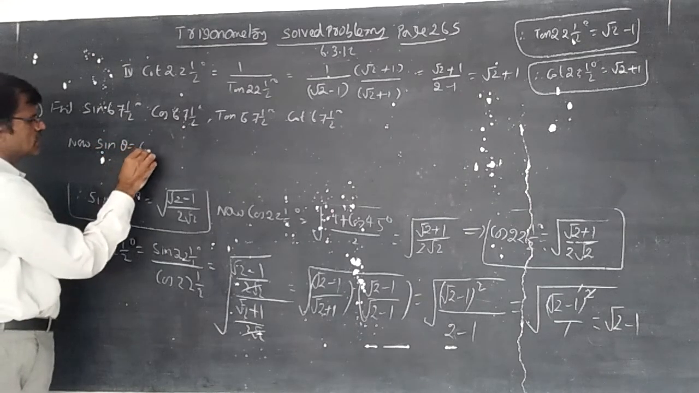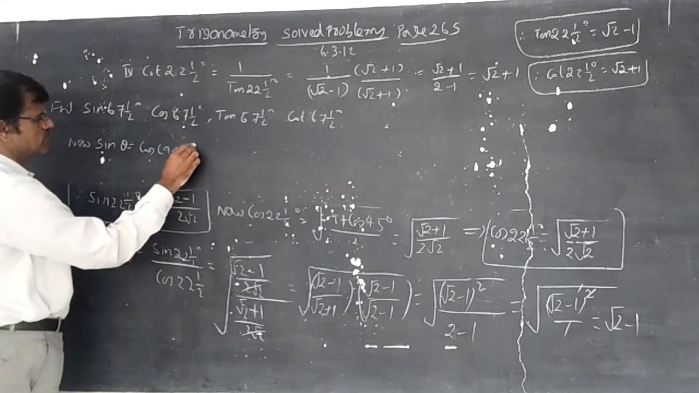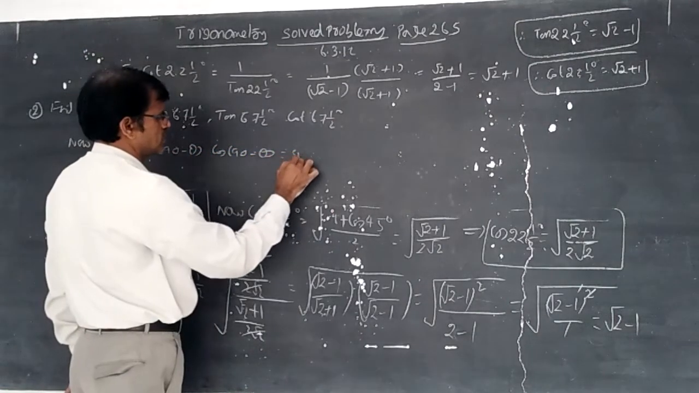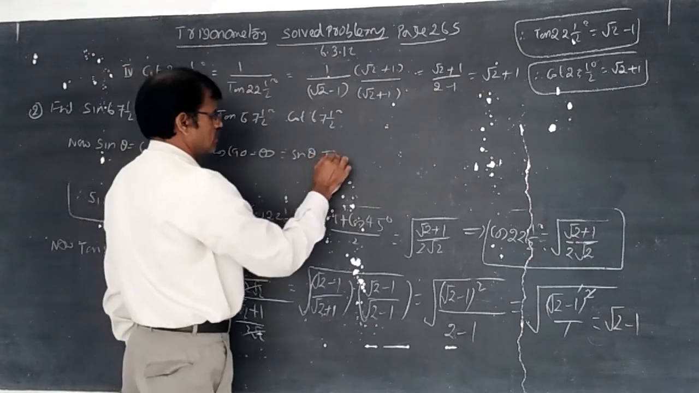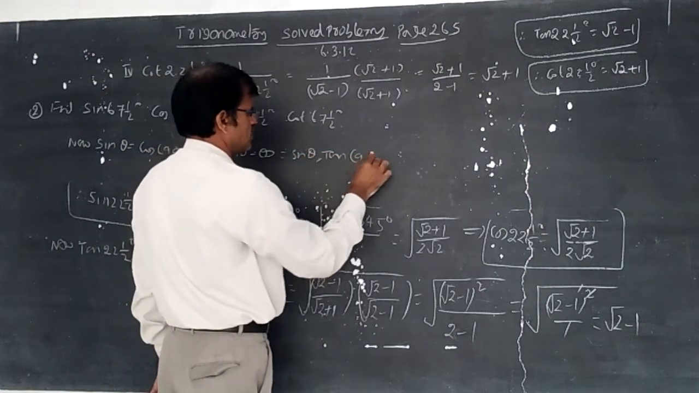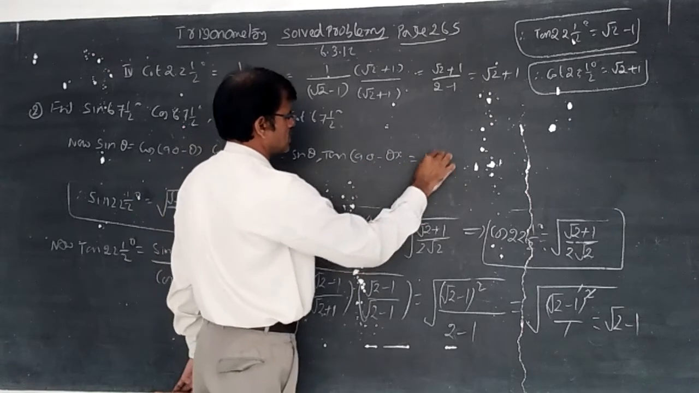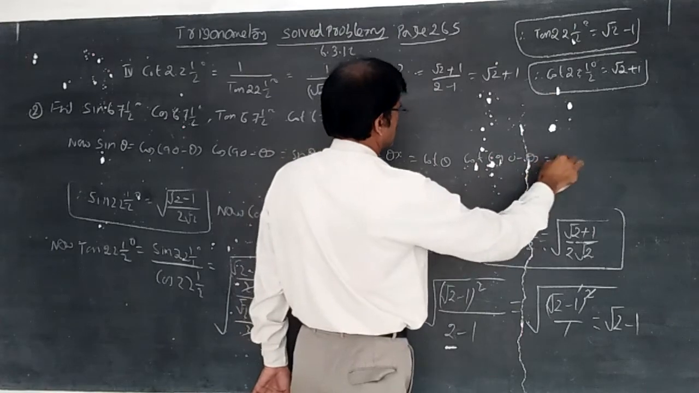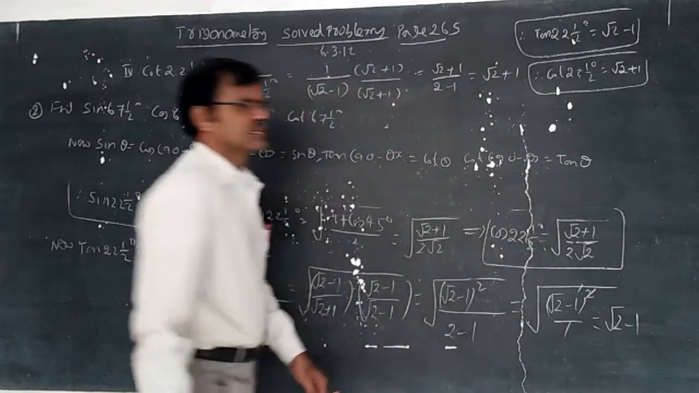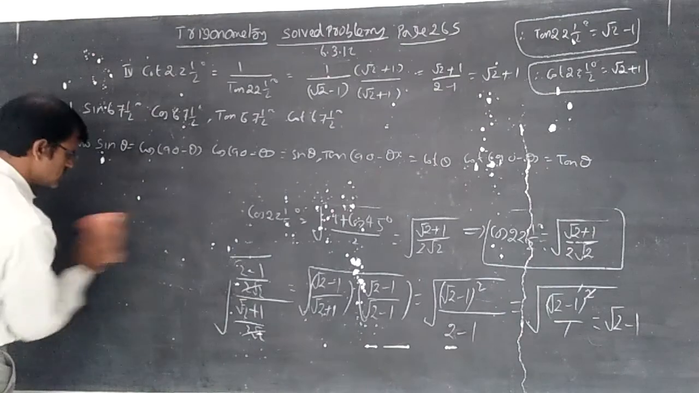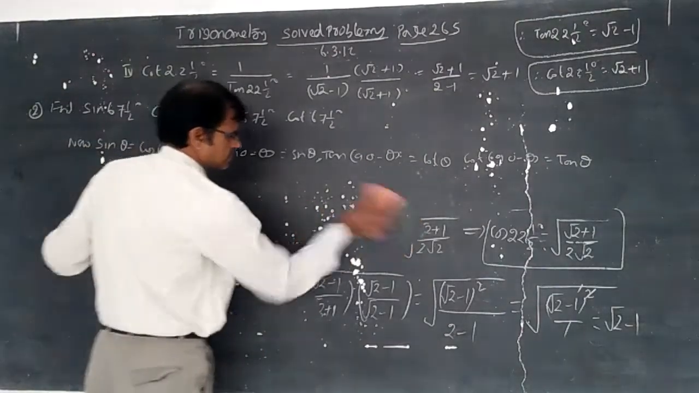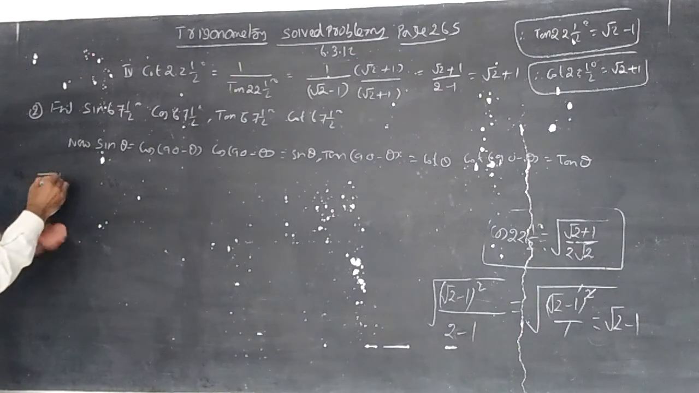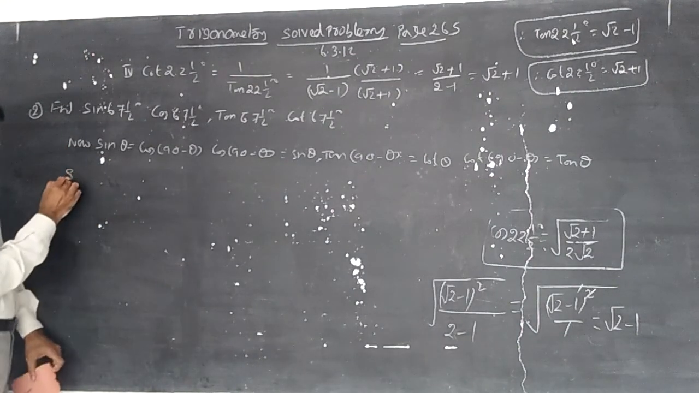Use the formula sin theta is equal to cos (90 minus theta), and in the same concept cos (90 minus theta) is equal to sin theta. In the similar way, tan (90 minus theta) is equal to cot theta, and cot (90 minus theta) is equal to tan theta. So each and every value I am writing as a formula. Sin theta is equal to cos (90 minus theta). Therefore, now here I am writing sin 22½.